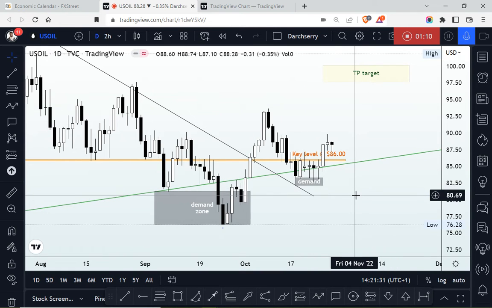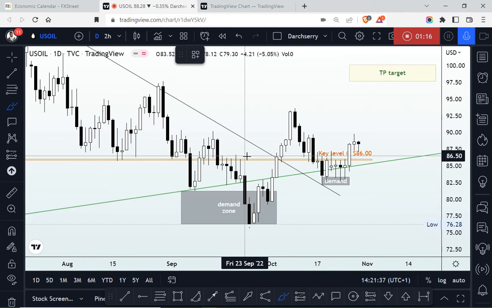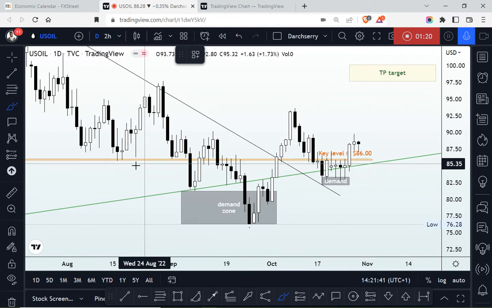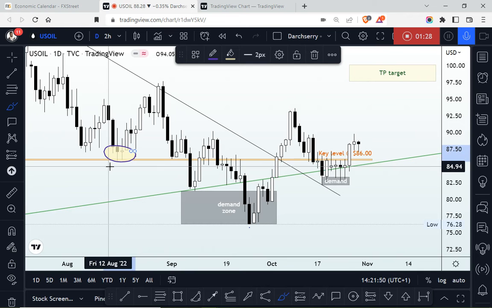Well, looking at the structure here, the most important structure we are going to be taking into consideration is the $86 mark. And if we look at what has been happening around the $86 level, we can see that this level has been a major determinant of price action in the past. Looking at what happened here in the month of August, we saw how this level has been a buying niche for participants in this market.